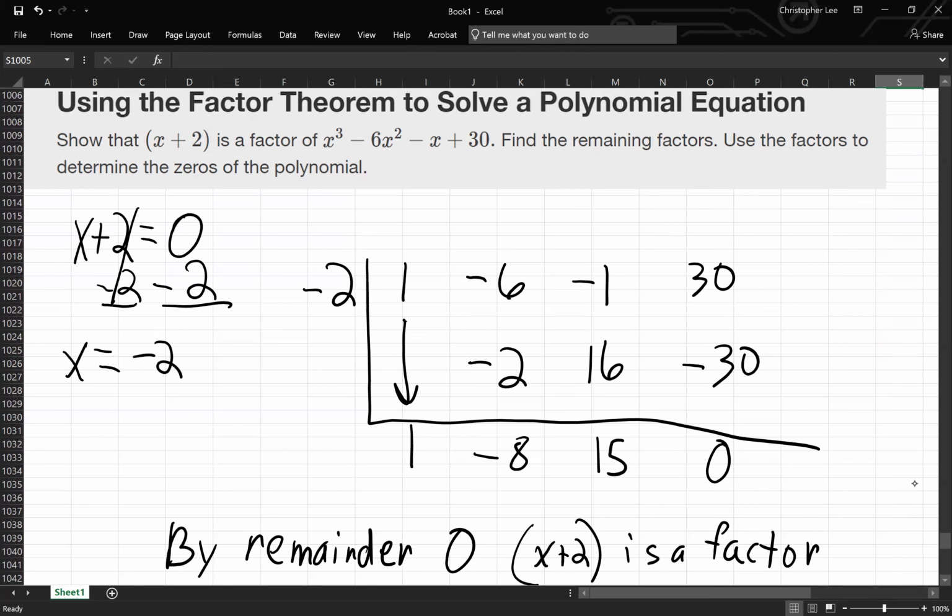Okay, everything equal to zero. So that's the zeros of the polynomial, this thing.